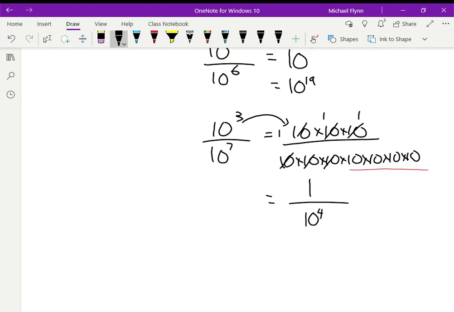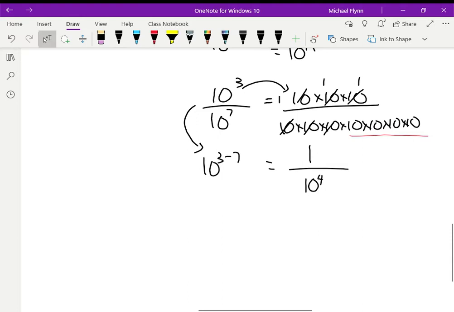Okay? Now, if I use my rule for subtracting exponents, 10 to the 3 minus 7 would equal what I wrote on the right side over here. But 3 minus 7 is negative 4. So that's 1 over 10 to the 4. Remember I was telling you that if you have a negative exponent, it's reciprocal? Well, I hope this example shows you why. Okay? And that's it. Now, that's how you do powers of 10.